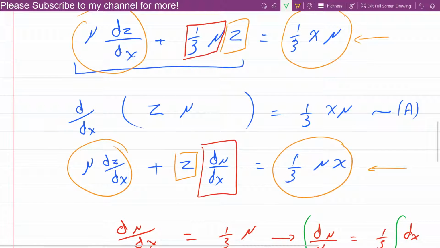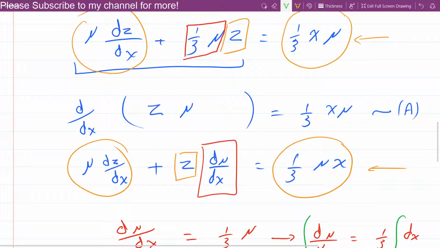And now I can plug this back into equation A, which is this right here, and I can integrate both sides and separate them and solve for z. And once I have z, I know that y and z are related by my substitution that I started with at the beginning of the problem, so from there I could solve for y.